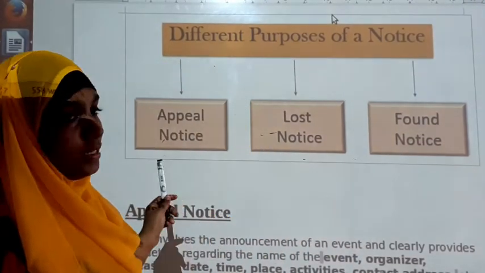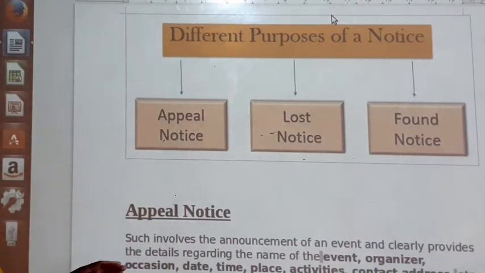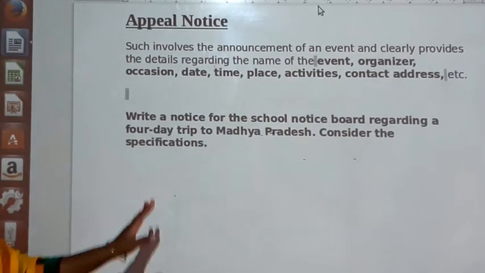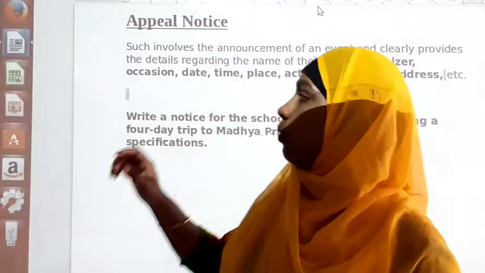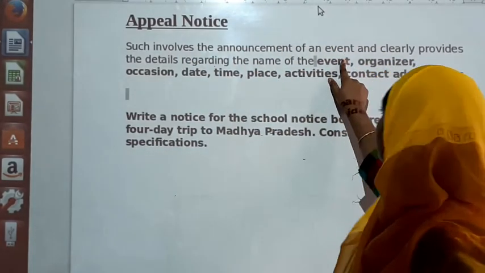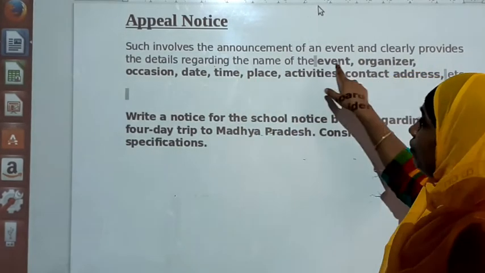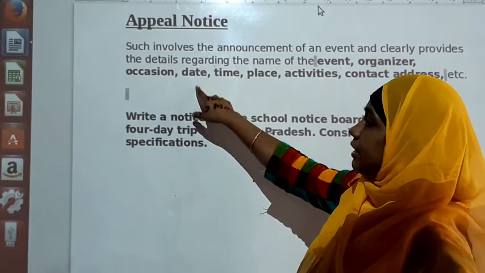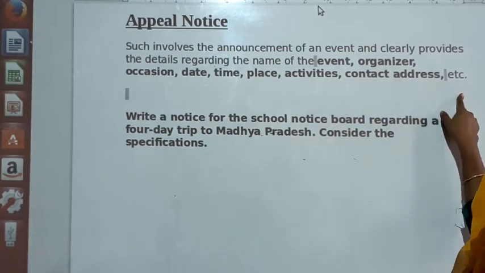So this all is used in the notice writing. Now the first one is the appeal notice. I am giving you the examples only. Such a notice involves the announcement of an event and clearly provides the details regarding the name of the event, organizer, occasion, date, time, place, activities, contact address, and so on.